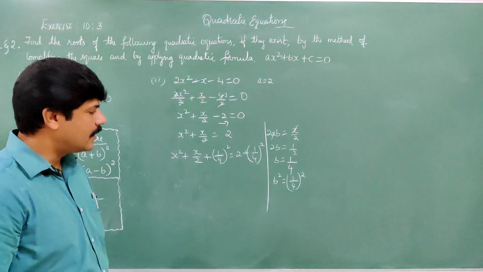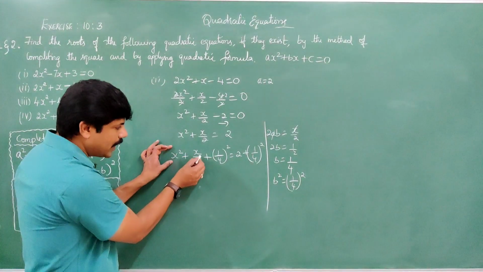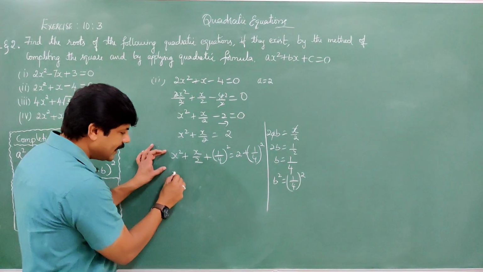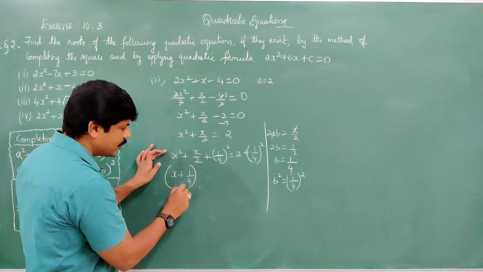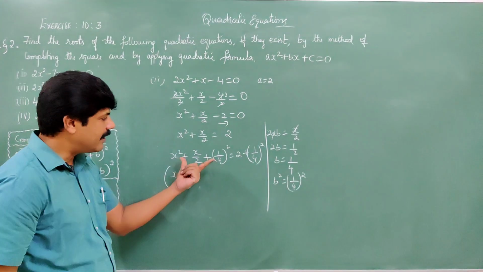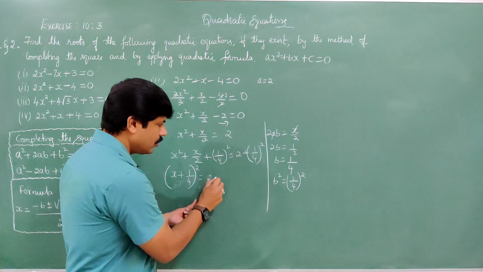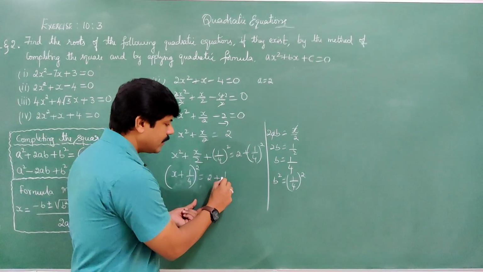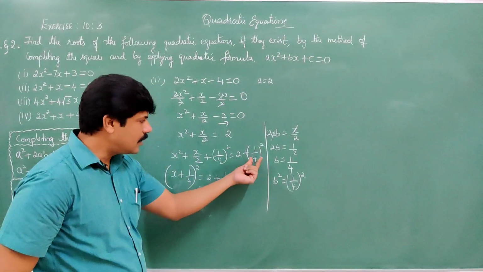Understand? Now we can complete this square. How? This is a square plus 2ab plus b square, that is a plus b whole square. We have completed the square. Then what remains here? 2 plus 1 by 16. Remove the square here: 1 into 1 is 1, 4 times 4 is 16.